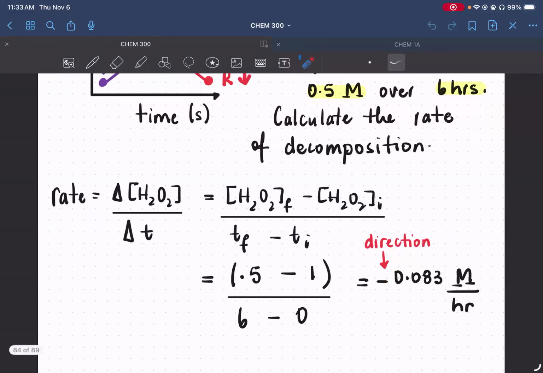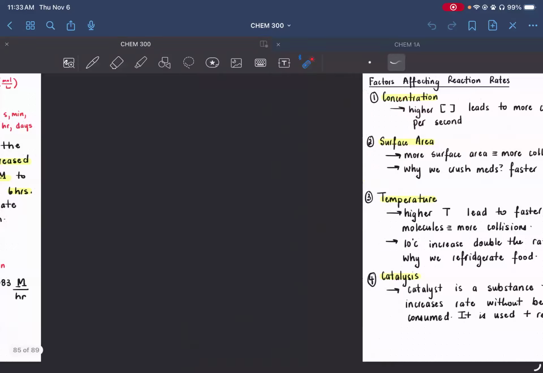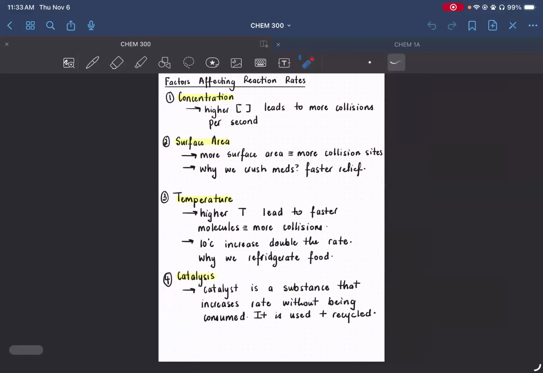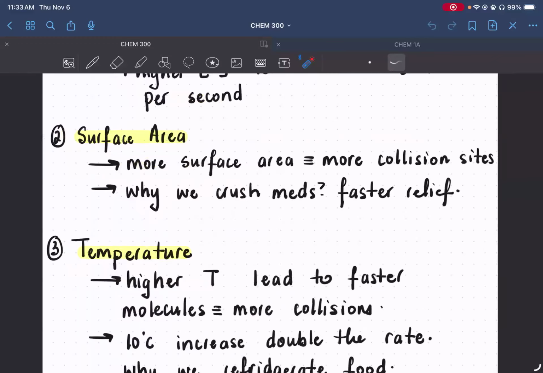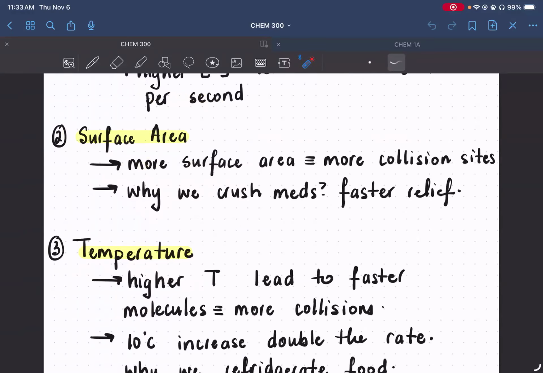So just as we saw in thermodynamics, the negative sign, or sometimes the positive sign, reflects the direction of the quantity we're referring to. We then looked in a little bit more detail at the factors affecting rates of reaction. We talked about things like surface area. This is why we crush medication. It's why we would sometimes dissolve a pain tablet in water, for faster relief.